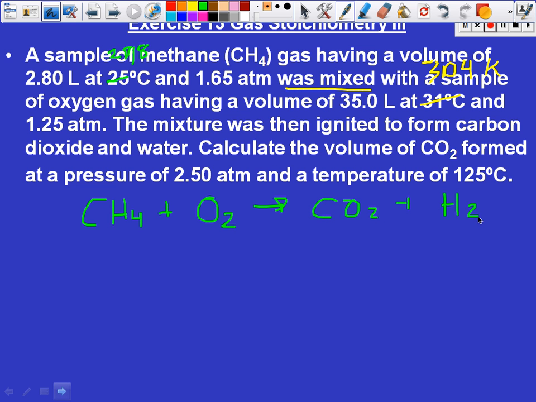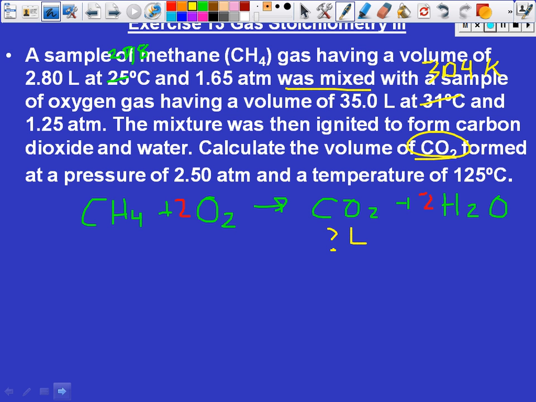Now, hopefully you recognize this as a combustion reaction. That's my goal for you, to be able to recognize this. And it is not balanced, so we're definitely going to need to balance it. But it's actually 1, 2, 1, 2, real simple, real quick to balance, okay? And then the question is, calculate the volume of CO2 that was formed.